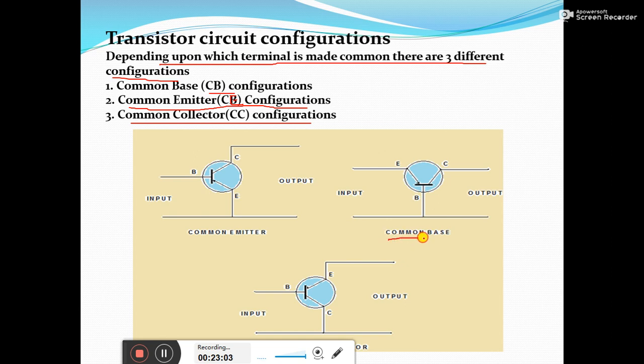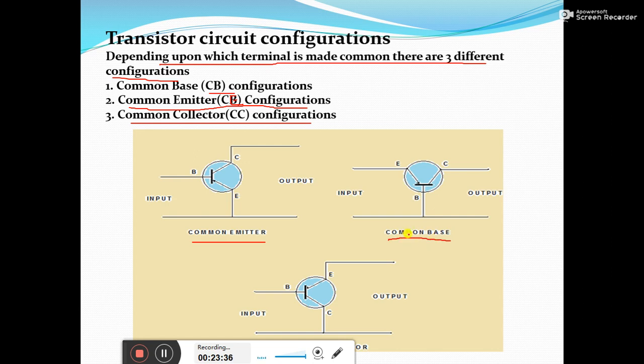Very first one is common base. So here you can see the base is made common between the input and output side, and in case of common emitter, the emitter terminal is made common between input and output side, and in case of common collector, the collector terminal is made common between input and output side. So now we should also tell the input current and the input voltage, and output current as well as output voltage with respect to these configurations.